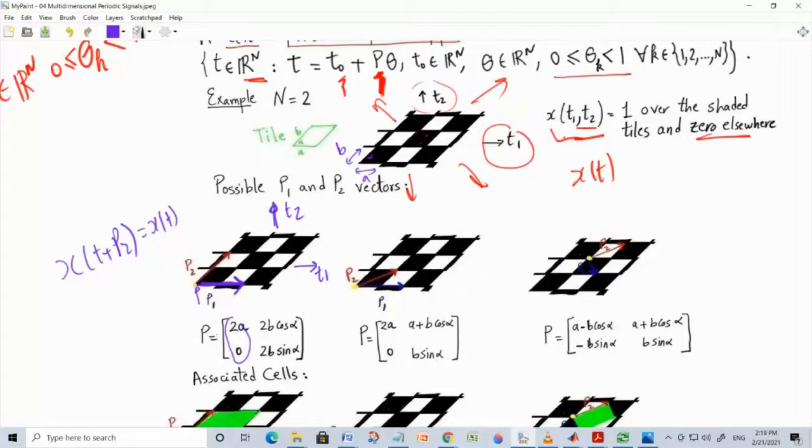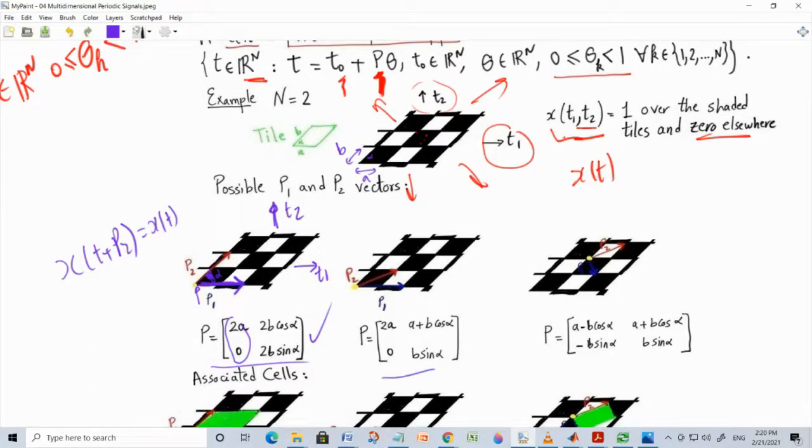Now, this function, again, is periodic. You can find B1 and B2. B1 can be equal to A and 0. And B2, which is this red thing here, can be written as 2B cosine alpha, 2B sine alpha, because, again, this angle is alpha. So this is one periodicity matrix. But you can say, well, what if I take B1 like this? If I move along this red direction, I will also satisfy the definition of periodicity. If you start at any point and move along the vector B2, you will reach a point at which the function x has the same value.